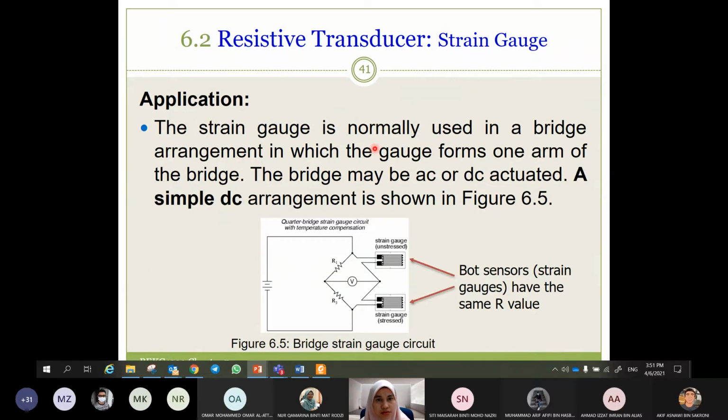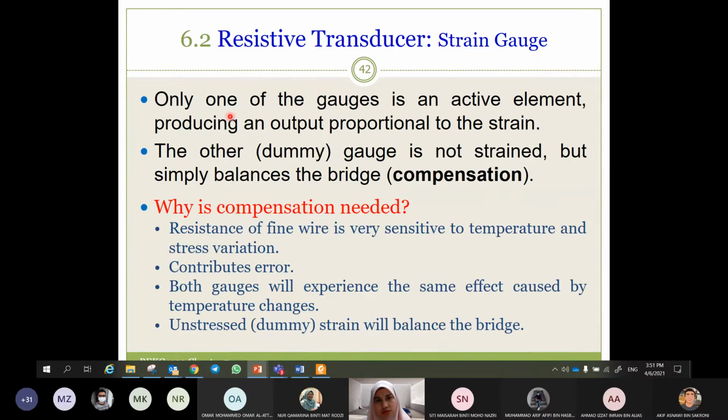The application of strain gauge is normally used in a bridge arrangement in which the gauge forms one arm of the bridge, or all of the arms. The bridge may be AC or DC actuated. A simple DC arrangement is shown. Both sensors here have the same R value. Only one of the gauges is an active element producing an output proportional to the strain.